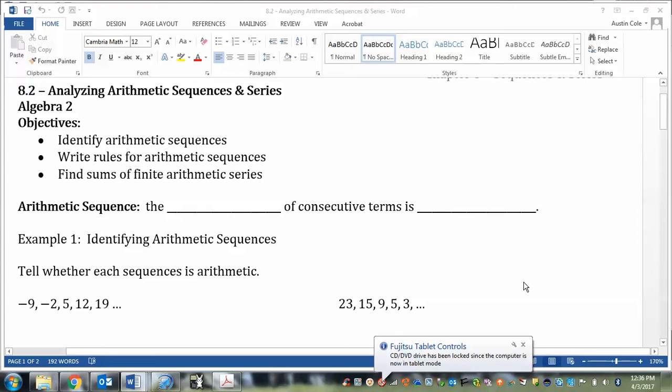All right, so in 8.1, we talked about what arithmetic was, how to recognize one, how to write an equation for one. And then today we're going to dive just a little bit deeper. And then next class, which will be on Wednesday, we'll dive a little bit more into geometric.